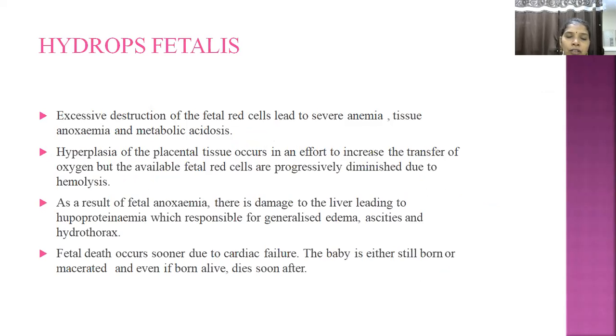So we'll come to hydrops fetalis, which is a serious condition. Excessive destruction of fetal red cells leads to severe anemia, tissue anoxemia, and metabolic acidosis. Hyperplasia of the placental tissue occurs in an effort to increase the transfer of oxygen, but the available fetal red cells are progressively diminished due to hemolysis. As a result of fetal anoxemia, there is damage to the liver, leading to hypoproteinemia, which is responsible for generalized edema, ascites, and hydrothorax. Fetal death occurs sooner due to cardiac failure. The baby is either stillborn or macerated, or even if born alive, dies soon after.